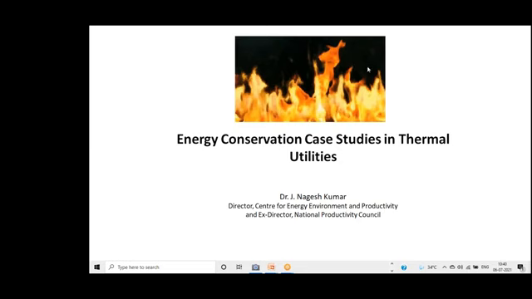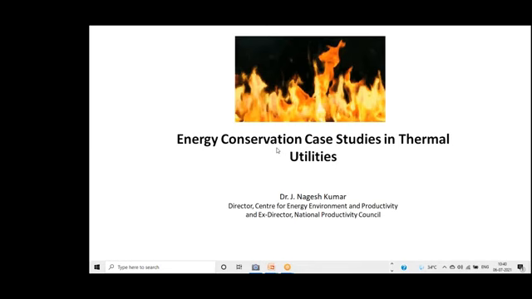Now, in this session, we're going to discuss energy conservation case studies in thermal utilities. So, what is a thermal utility? We have different kinds of fuels available, like coal, oil, or any agro fuel. Basically, a fuel has some carbon and hydrogen, a hydrocarbon, which on combustion releases heat. And in addition, the products are carbon dioxide and water vapor.